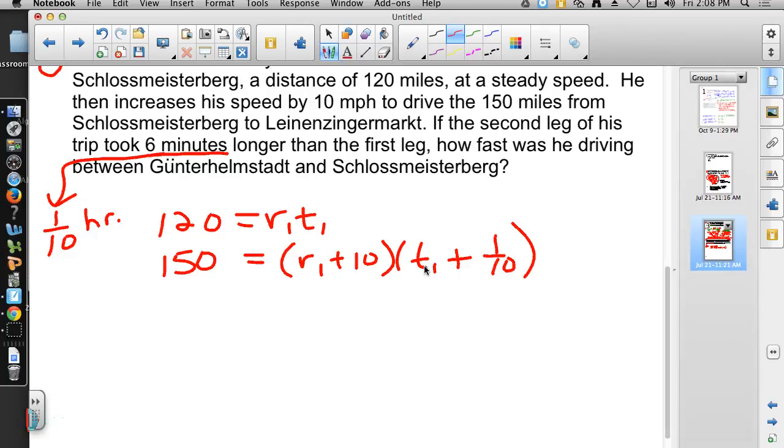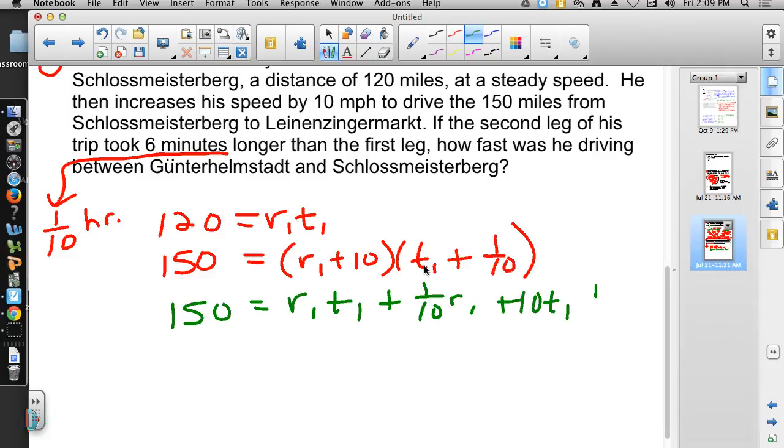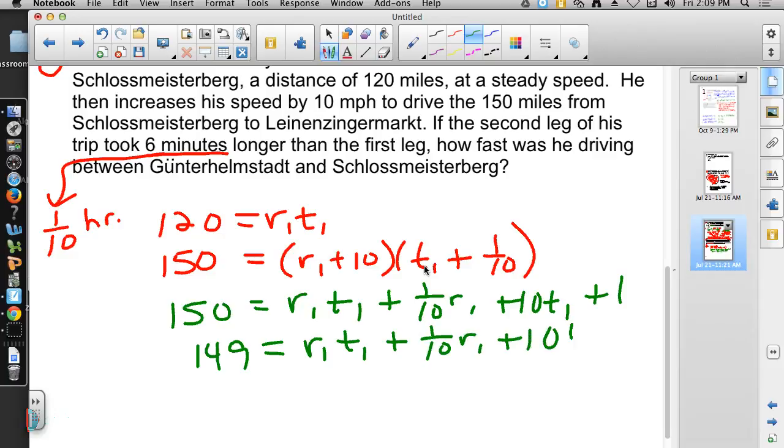So just like we did this one in class, what we would do is we would clean up the bottom equation and do FOIL on that, and that will be r sub 1 t sub 1 plus 1/10 r sub 1 plus 10 t sub 1 plus 1. We would subtract 1 from both sides, so 149 equals, and then we take a look at what we have over here that could be put together, and we realize there's really nothing else we can do with this mess right now. So then, what to do?